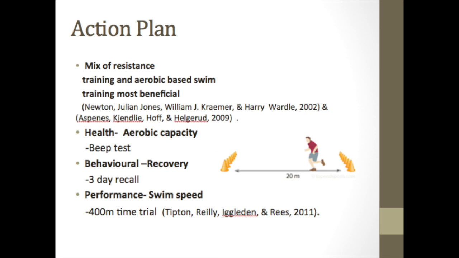A combination of strength, muscular endurance-based resistance training, and aerobic-based swim training sessions will be incorporated to achieve increased anaerobic and aerobic fitness levels. A study undertaken by Newton, Jones, Kramer, and Wardle found that swimmers who undertook a strength-based resistance training program, as well as regular swim training, had the greatest improvements in swim times over various distances up to 400 meters. Another study undertaken by Aspenes, Kjendlie, Hoff, and Helgerud supported these findings and concluded that the combined strength, resistance training, and swimming training improved the overall performance of swimmers, namely athletes involved with the middle distances.